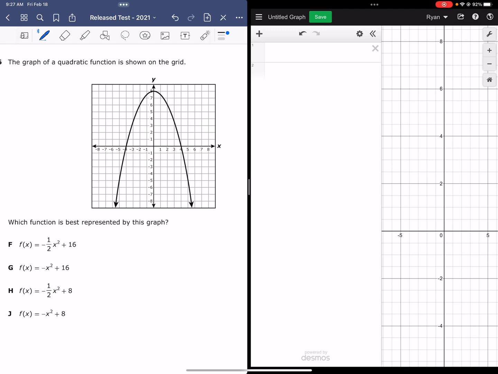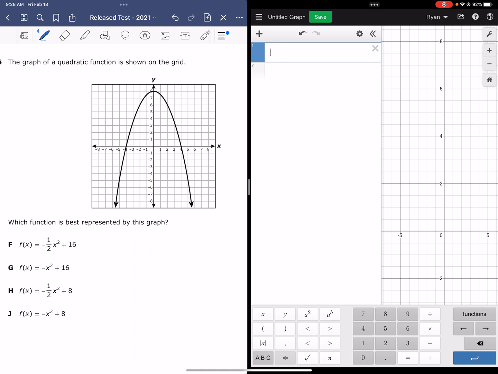The graph of a quadratic function is shown on the grid. Which function is best represented by this graph? We are given a graph, and in the answer choices, we have functions that we are trying to match with that graph. What we can do is go to Desmos and type in our answer choices and figure out which one best matches the graph given in the question.